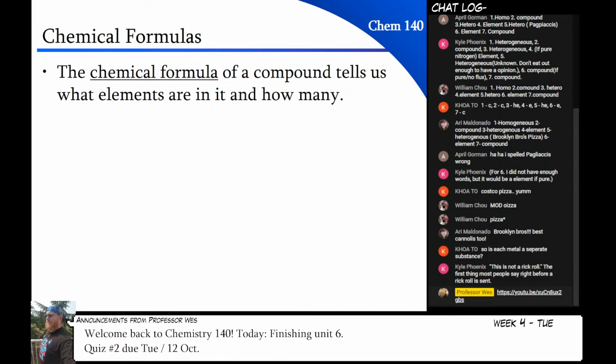Now, when you write out a formula, the way that you do that is to just simply list all of the elements one after another. There is an order to it. We're going to talk about the order later in 161. For now, it's not super important.